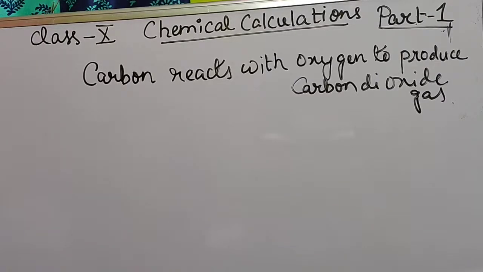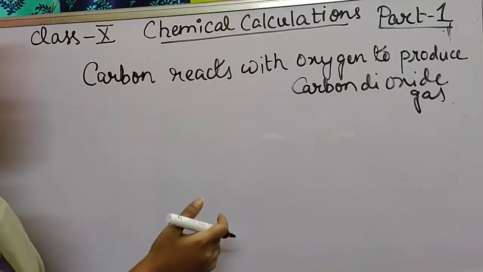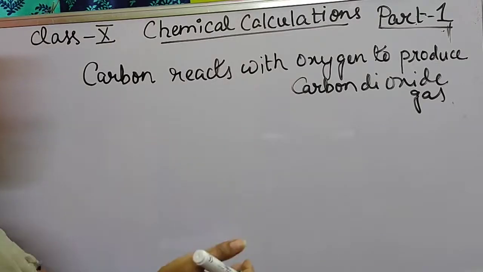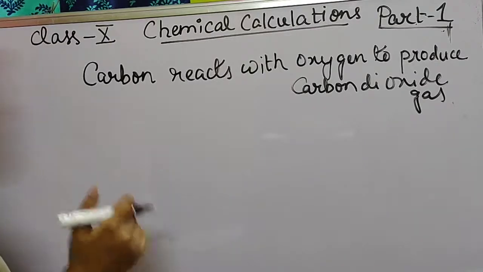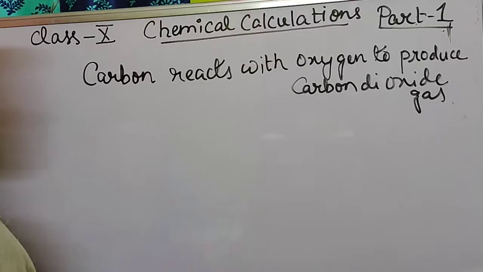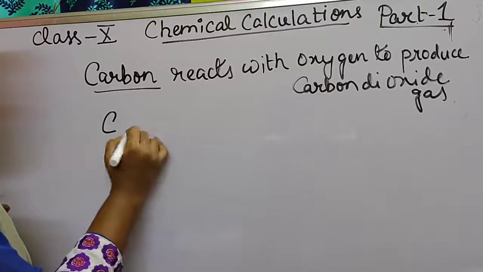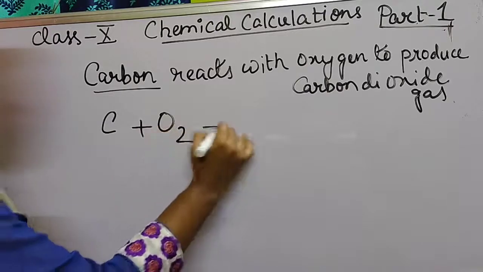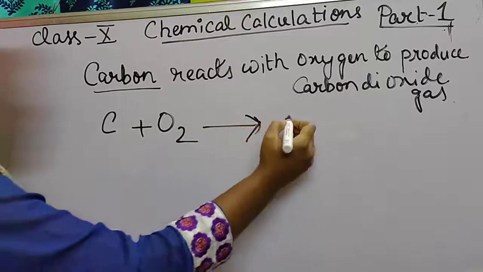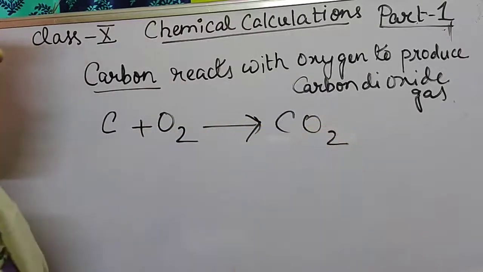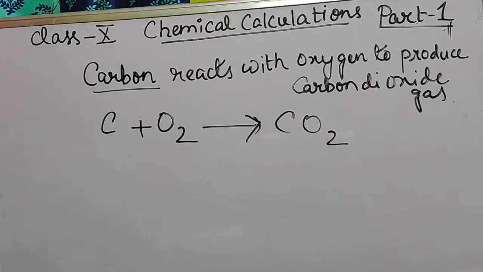So that was the concept. Now if we want to write it in terms of chemical equation, then we must know their symbols and formulas. So what is the symbol of carbon? C. What is the formula of oxygen? O2. Whenever they react with each other, they are forming carbon dioxide gas, CO2. So now this is the chemical equation that we have written.